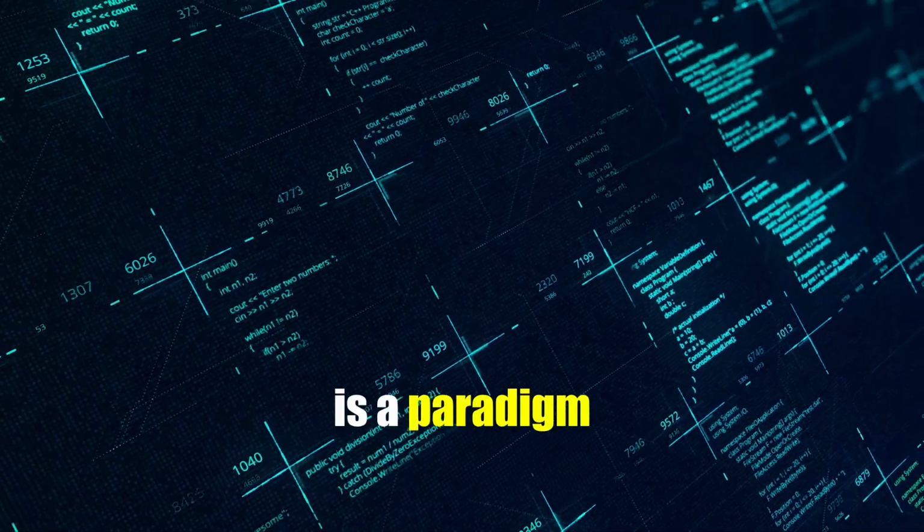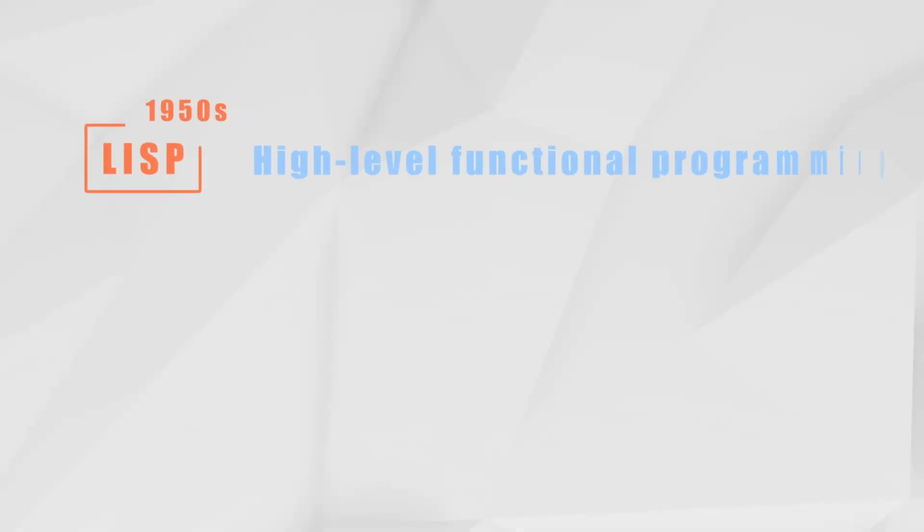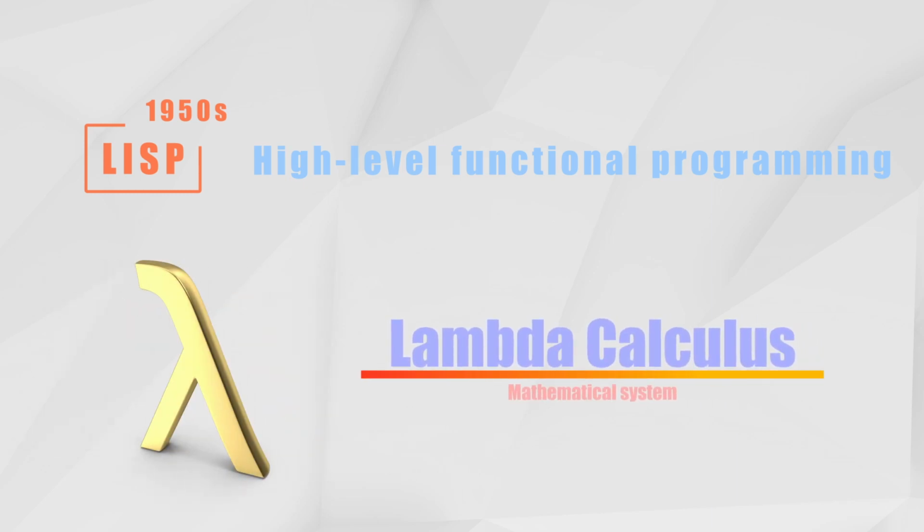Functional programming is a paradigm where development is based on creating and composing functions. Lisp was the first high-level functional programming language developed in the 1950s. This paradigm evolved from lambda calculus, a mathematical system for expressing computation based on function abstraction. It's focused on what to solve rather than how to solve by defining the problem using declarative functions.